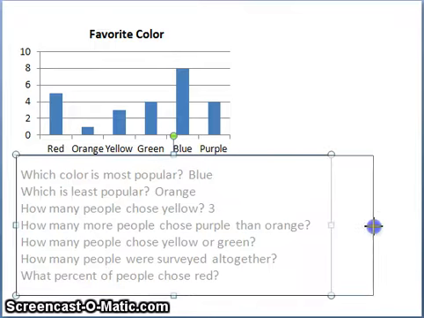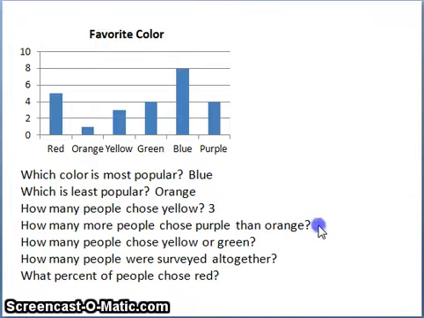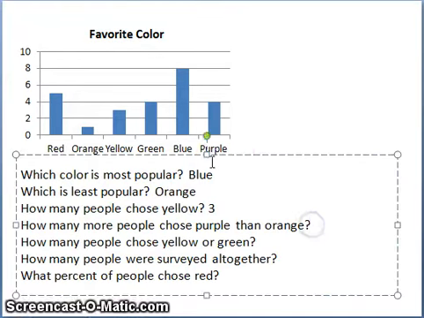Now this one's a little bit trickier. How many more people chose purple than orange? So I need to look at purple and at orange. I need to find out how many for each. So purple is 4, and orange is 1, as we already said earlier. So how many more people chose purple than orange? That would be the difference between the number of purple and the number of orange. So that would be 3, because 4 minus 1, 4 purple, 1 orange, 4 minus 1 is 3.